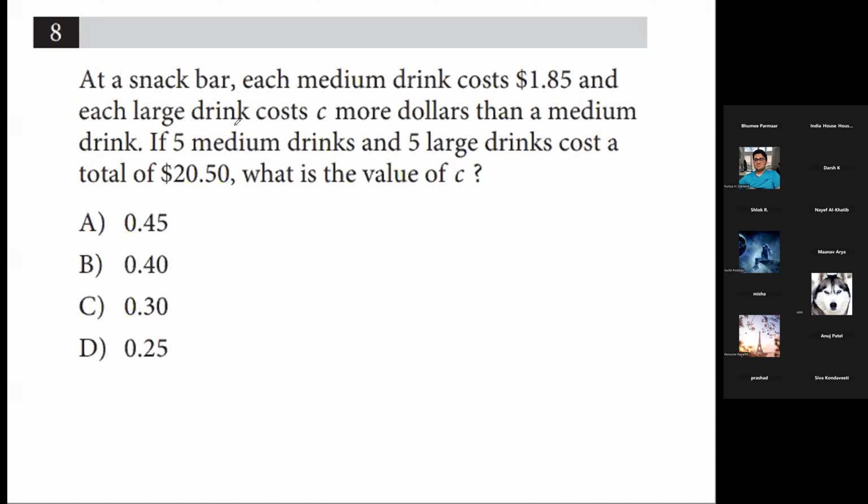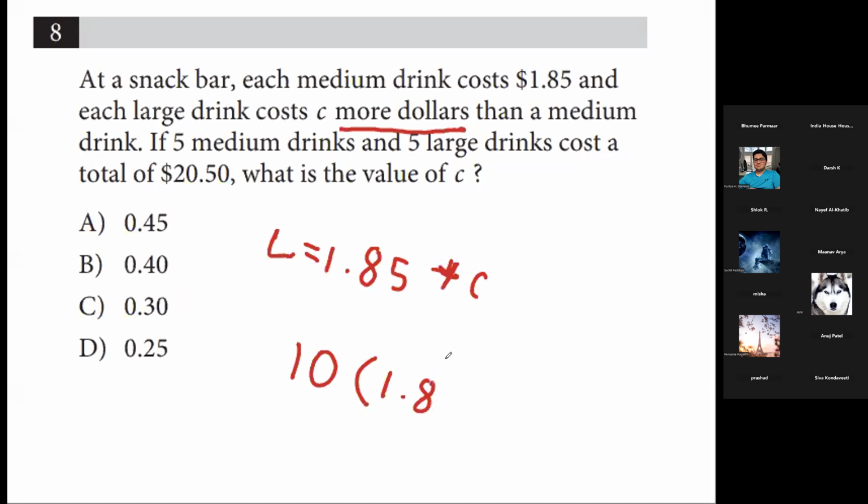Well, we know that a large drink costs C more dollars, not C dollars. So that would mean that a large drink would be 1.85 plus C. So if they bought five medium drinks and five large drinks, that would be 10 total drinks times 1.85 plus five large drinks times C, the constant value. So we're told that this equals 20.5.